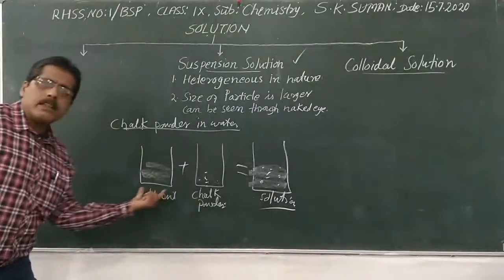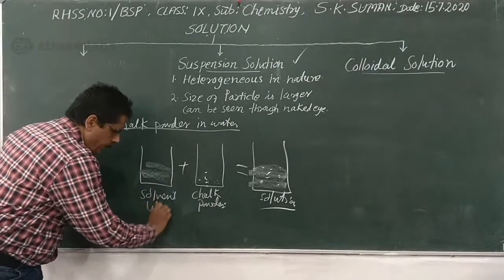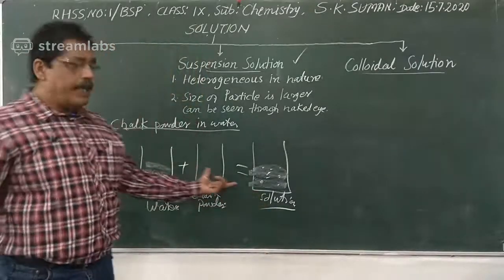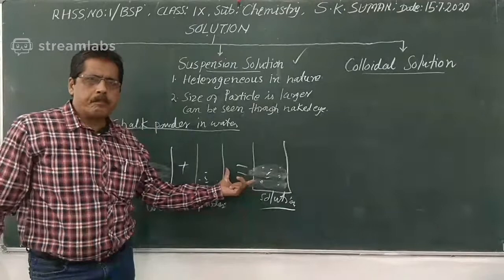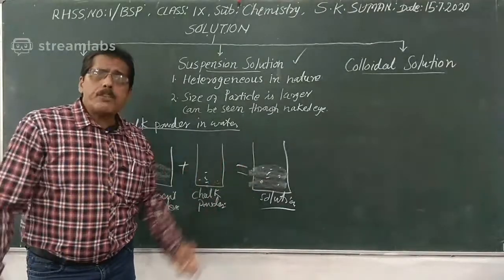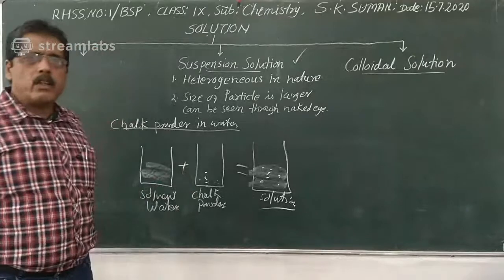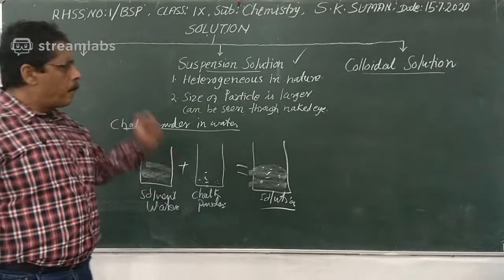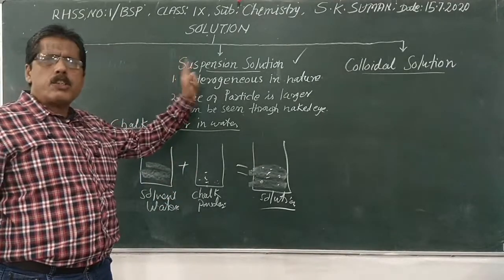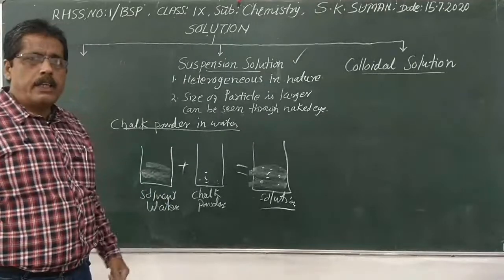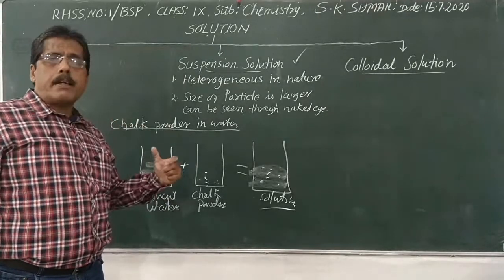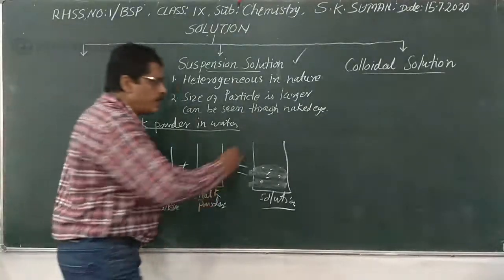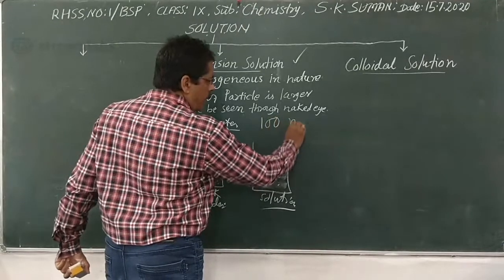Why is it so? Because the size of the particles of this suspension solution is very large in comparison with the size of the particles of a true solution, which we discussed earlier. So what is the size here? It will be more than 100 nanometer. Yes, students, remember this. The size of the particles of this suspension solution is more than 100 nanometer. Hence, you can easily view the particles present in the suspension solution.